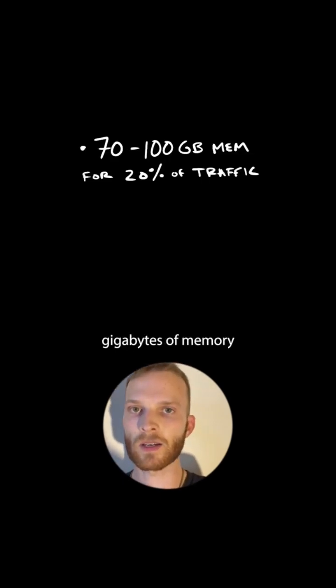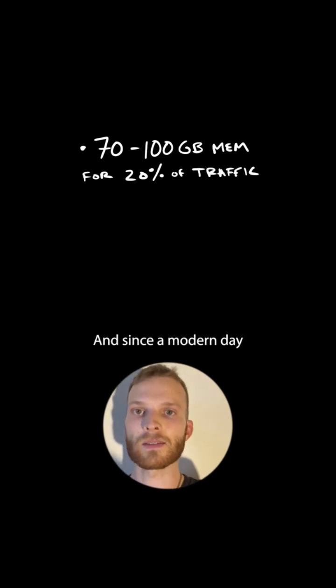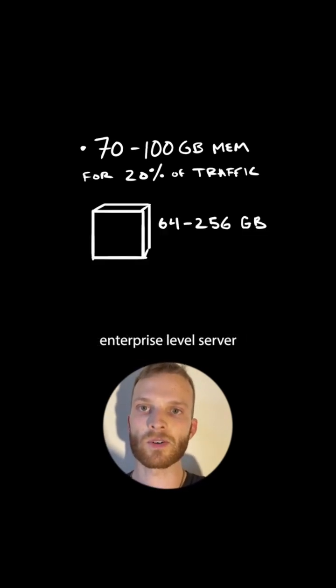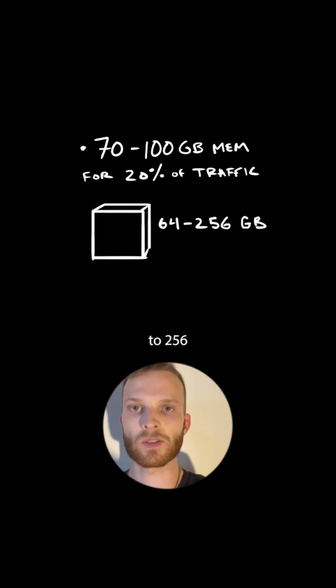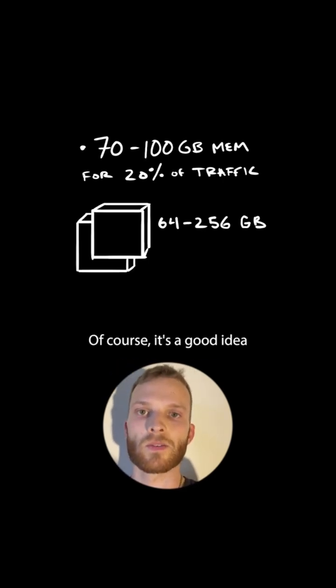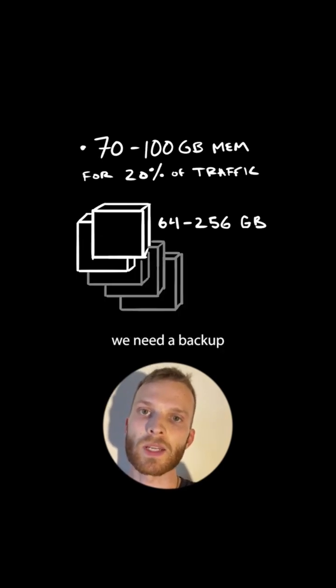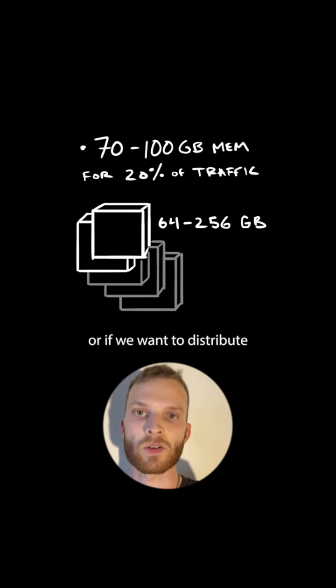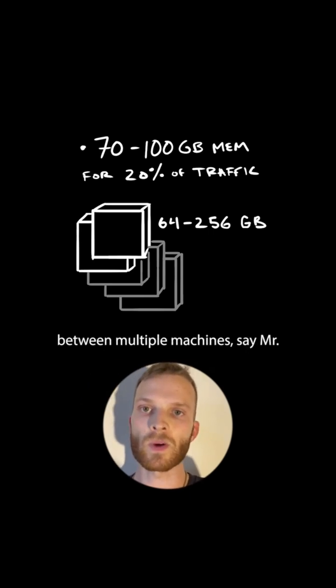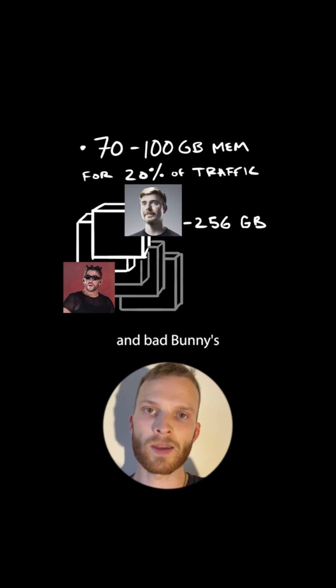Let's say in our system we need like 70 to 100 gigabytes of memory to cache 20% of traffic. And since a modern day enterprise level server can have about 64 to 256 gigabytes of memory, we'll need 1 or 2 machines. Of course, it's a good idea to add redundancy here anyway, just in case we need a backup, or if we want to distribute some of the hottest URLs between multiple machines, say Mr. Beast merch link on machine 1 and Bad Bunny's OnlyFans on machine 2.